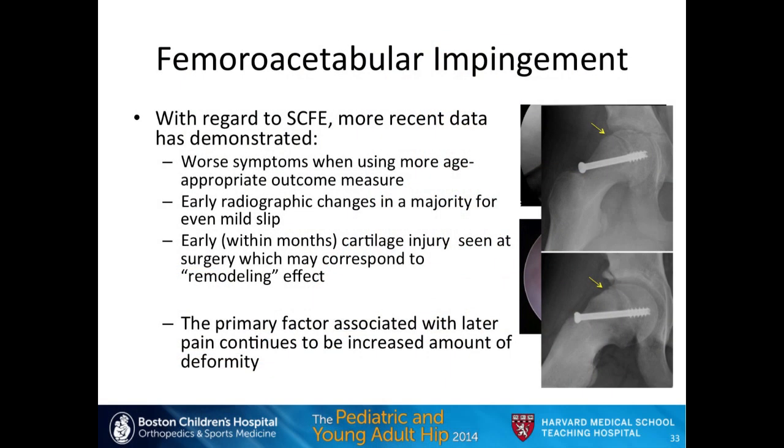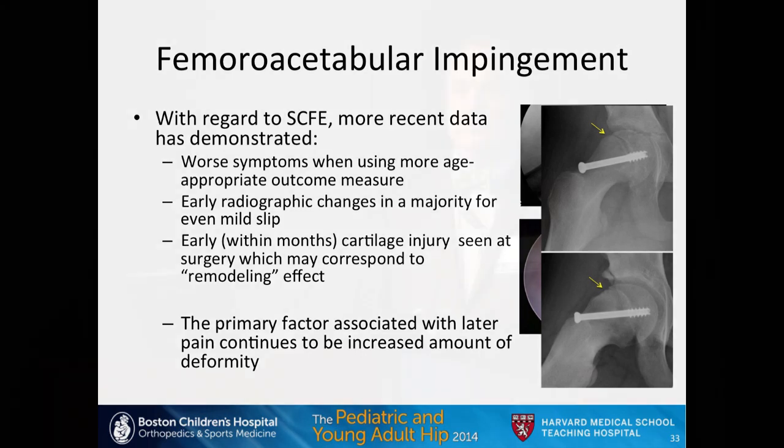Other things we know is that early radiographic changes seem to be showing up in the majority, even in mild slips. That's also been reported. So it means that you get these x-rays, you see the remodeling that we showed. However, if you look carefully with plain radiographs, you start seeing the subchondral sclerosis, meaning the bone at the rim of the socket is actually taking a little bit of beating. That means also that the cartilage underneath it is also going or gone. If you get an MRI afterward, you can actually see really impressive amounts of cartilage damage at the rim.